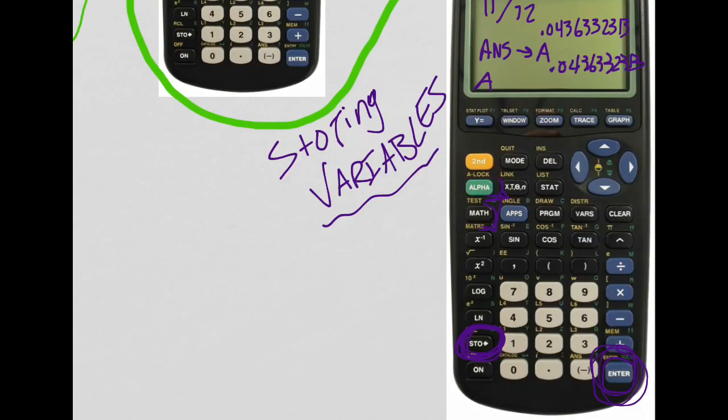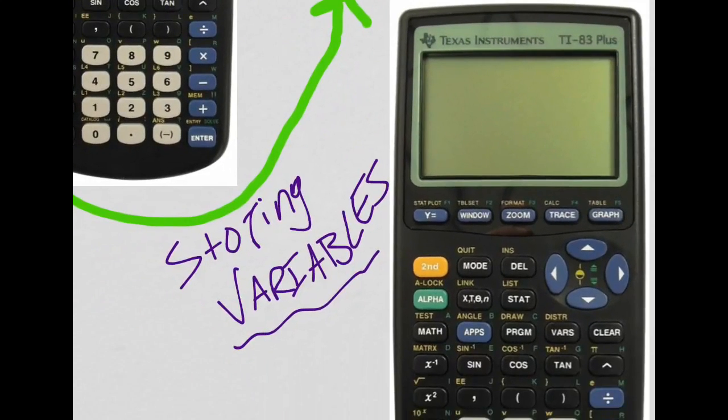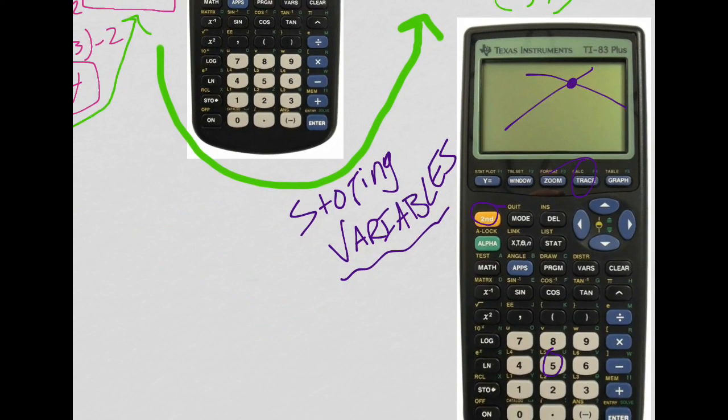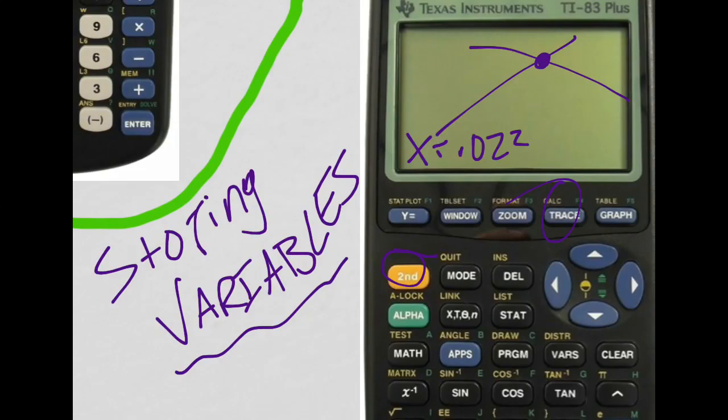And there's another super useful time where you would want to store variables. So pretend like we have some graph here, and we need that intersection point. We need the x value of that intersection point. Well, you can find that as I showed you a moment ago. Go second calculate, and then option 5 is intersect. And then once you find it, it will say x equals, and let's pretend like that value is 0.02357. And you want to store that value.